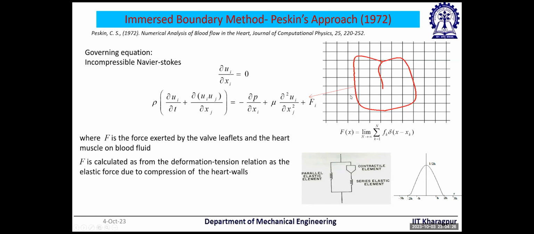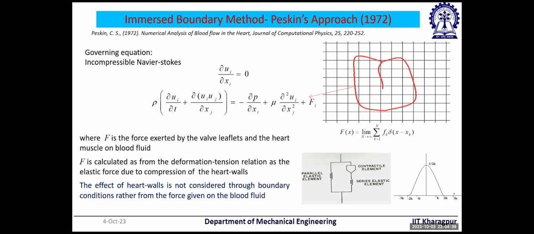In that way, the need of directly imposing the boundary condition is eliminated, and flow can be solved using a simple Cartesian mesh framework. So the effect of the wall is not considered exactly through mesh-conforming boundaries, rather the boundary condition comes from the force given on the blood fluid.